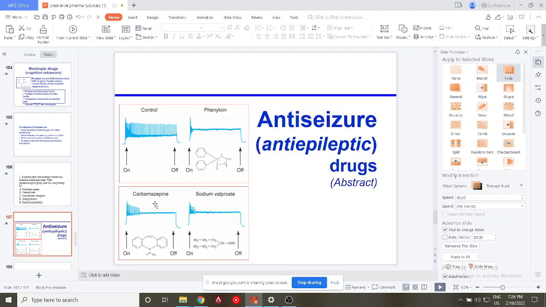Okay, so next is anti-seizure drugs or anti-epileptic drugs. Okay, before we start, I have a question. So if someone is having a seizure in front of you, what is the first aid? What are you supposed to do if someone is having a seizure in front of you? Anyone please answer.